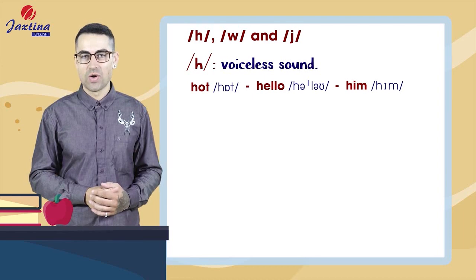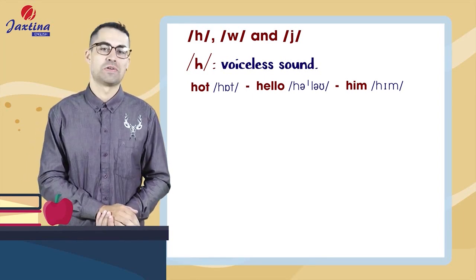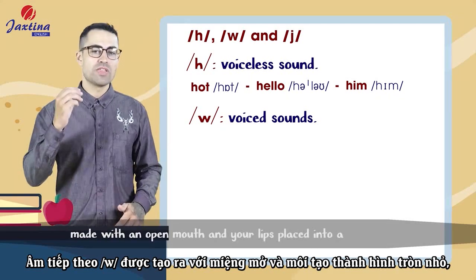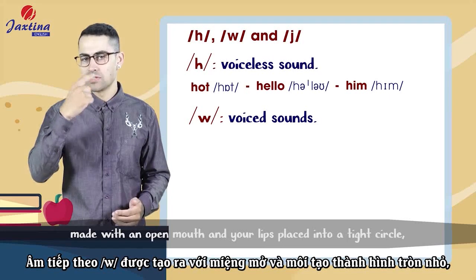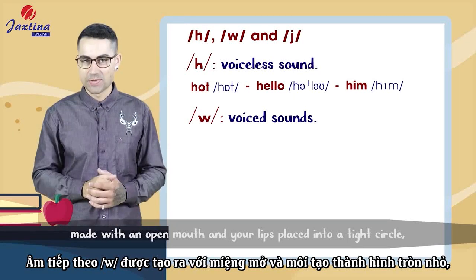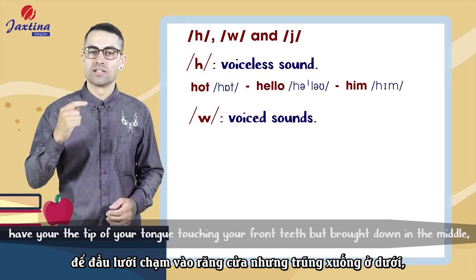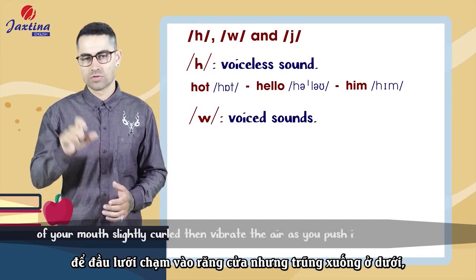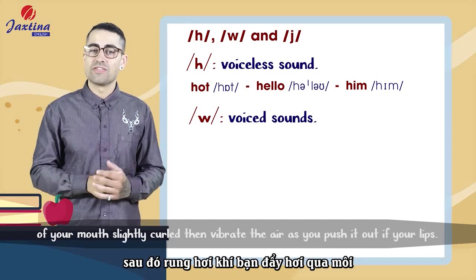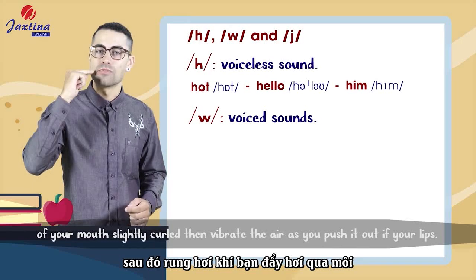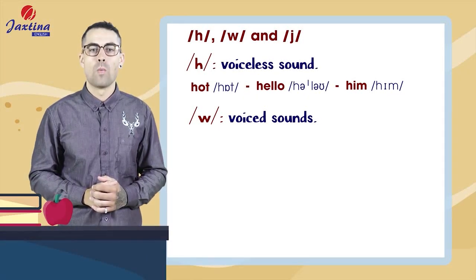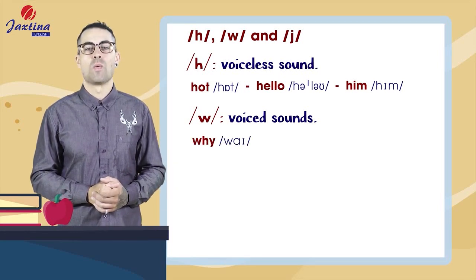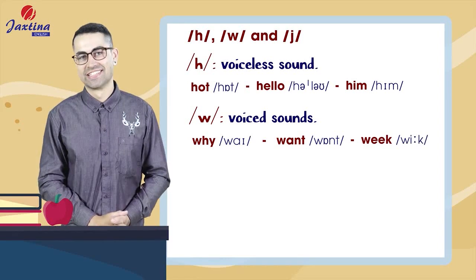Okay, the next one, wa, is made with an open mouth and your lips placed into a fairly tight circle, and have the tip of your tongue touching your teeth but brought down in the middle of your mouth, so slightly curled. Then vibrate the air as you push it out of your lips. Wah. Some examples for you: why, want, weak.